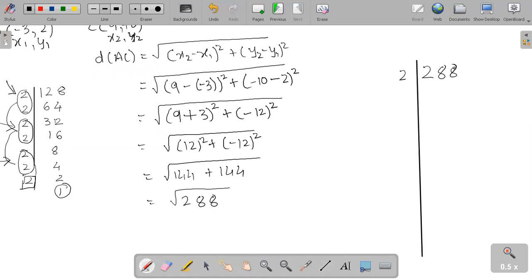144. So 2, okay. 144. And again, 2 sevens are 14, 72. Again, we can do 36. Then 2 and 18. Then 2 nines are 18, 9. Okay, and now then 3. 3, correct. 3, and last 3, again 1.